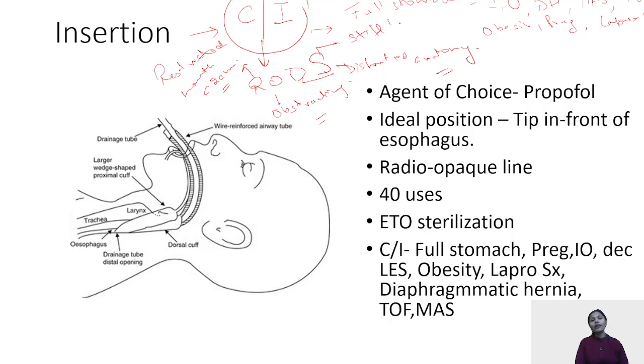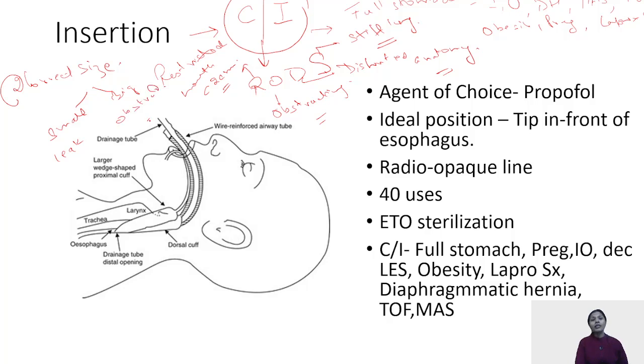If the compliance of the lung is not good, then you should not use LMAs, because the positive pressure ventilation or the PEEP which is generated with an endotracheal tube, a similar kind of PEEP cannot be generated with your LMAs. After the contraindications, the second thing is the correct size. You have to select the correct size, because if the size is small, then there would be a leak, and if the size is big, then in itself it will lead to obstruction.